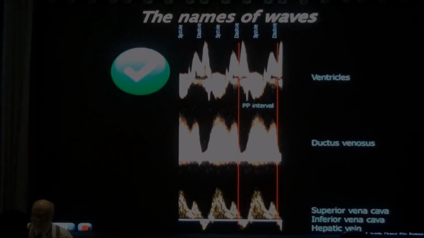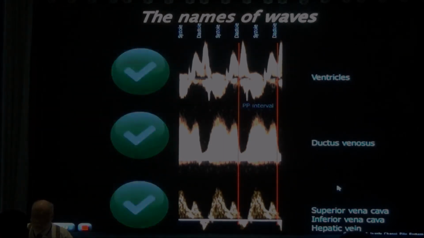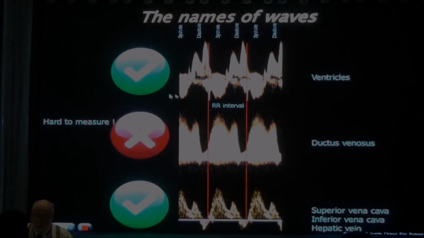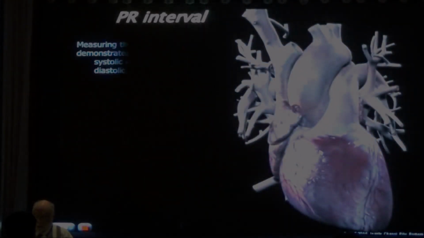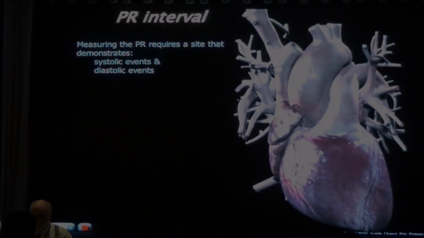Now, if you want to measure the P to P interval, or if you want to measure the R to R interval, again, the ventricle inflow-outflow and the cava are useful, but the ductus venosus is not useful for that. So these are the ones we're going to concentrate on. Now, where can you measure the PR interval?